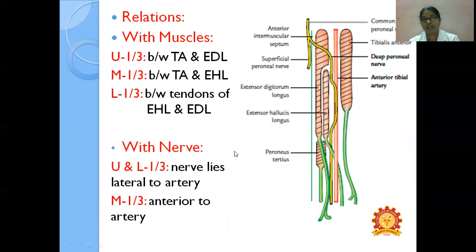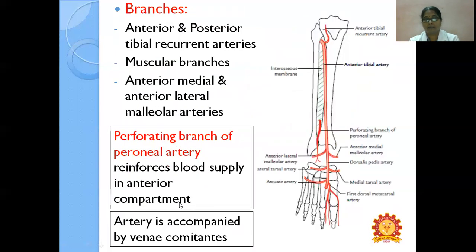So what is its relation with the nerves? In the upper and the lower 1/3, the nerve lies lateral to the artery. Whereas in the middle 1/3, it lies anterior to the artery. Okay, the deep peroneal nerve lies anterior to the artery.